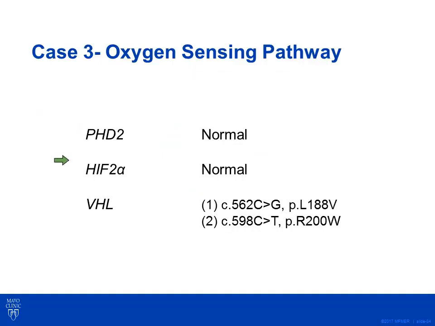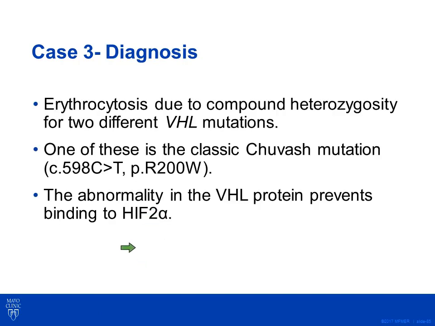His PHD2 is normal, as is HIF2, but he has two different mutations in the VHL gene. I point out here's the classic R200W, and he has another mutation that is known to be pathogenic. So he has erythrocytosis due to compound heterozygosity for two different VHL mutations, one of which is a classic Chuvash mutation. And the abnormality in the VHL protein, once again, same common pathogenesis, prevents binding to the HIF2 alpha, which persists and binds to its HIF beta subunit. So that high erythropoietin is characteristic of these type of patients.